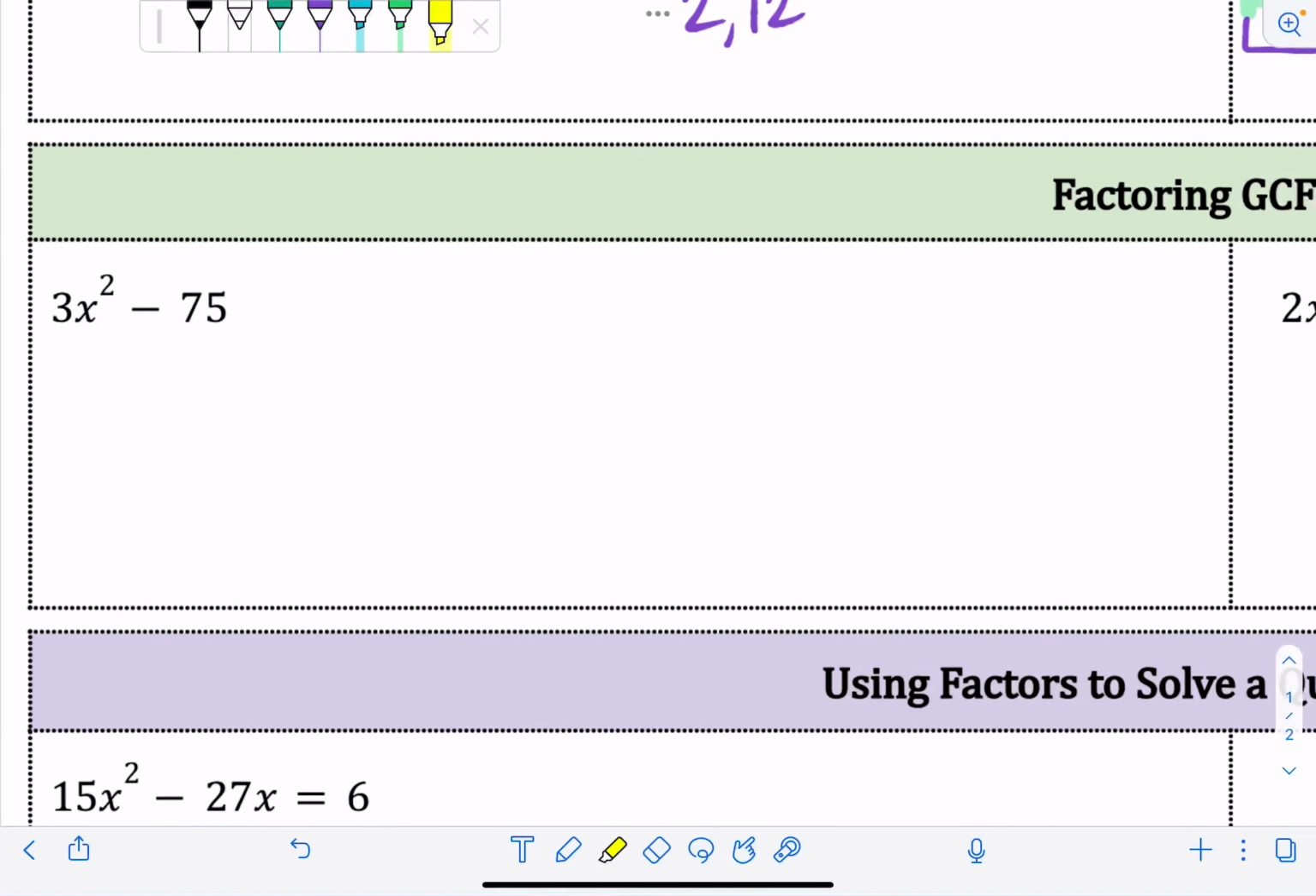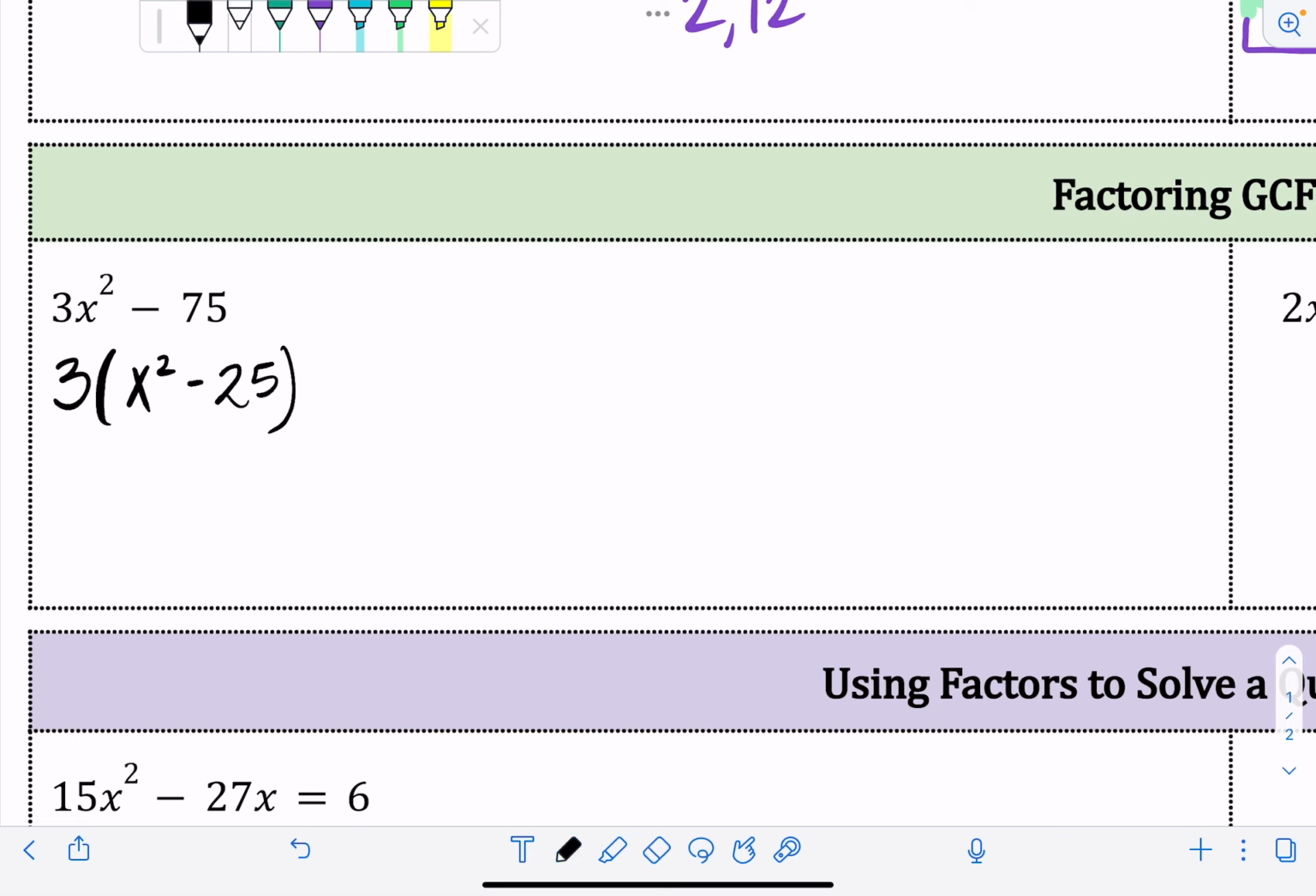So I'm going to zoom in here. Greatest common factor is something that you can divide each term by. In this case, 3 and 75 are both divisible by 3, so they have a common factor. So I'm going to pull the 3 out. When I divide that 3 out of both terms, from the 3x squared it would leave me with just x squared, and from the minus 75, it's going to leave me with minus 25.